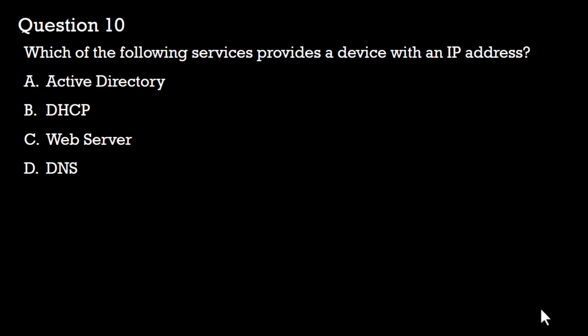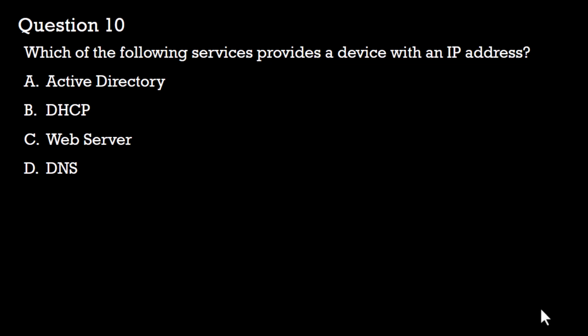An Active Directory is just a directory service that was developed by Microsoft for Windows Domain Network, but it's not responsible for assigning IP addresses. DHCP, on the other hand, is a service that automatically assigns IP addresses to devices on a network. A web server is a server that hosts websites and delivers web pages to clients, but it does not assign IP addresses to devices. While a DNS is a service that translates domain names into IP addresses. Now, it is crucial for locating IP addresses, but it does not assign IP addresses to devices.